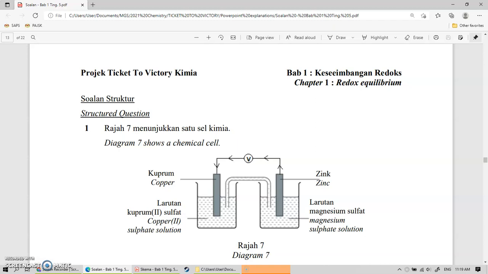Let's look at this structured question. Diagram 7 shows a chemical cell. So between zinc electrode and copper electrode, we need to identify which electrode goes through oxidation and which electrode goes through reduction. So let's do a quick revision.